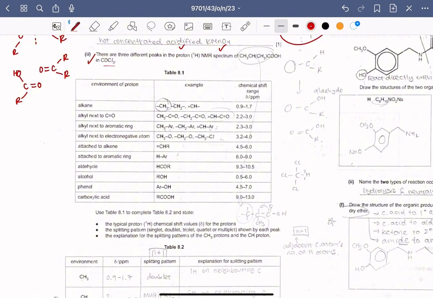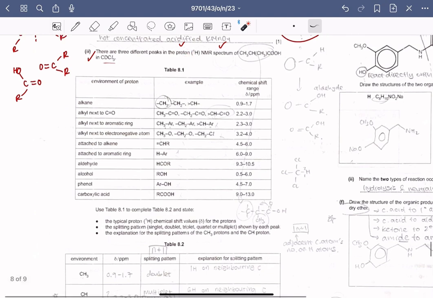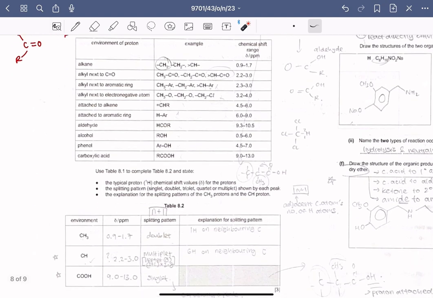So moving on, let's go to II. There are 3 different peaks in the proton 1H NMR spectrum of CH3CH(CH3)COOH in CDCl3. D refers to deuterium, the isotope of the H atom. Here we are supposed to state the typical proton 1H chemical shift values for the protons, the splitting pattern, singlet, doublet, triplet, quartet, or multiplet shown by each peak, and the explanation for the splitting patterns of the CH3 protons and the CH proton.